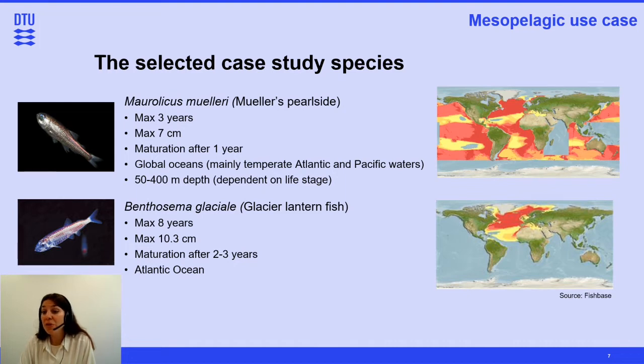Maurolycus is a small and short-lived species. The maximum age of the fish is 3 years and it matures already after 1 year. Over its lifespan, it reaches a maximum size of 7 centimeters. The species is distributed globally, but mainly concentrated in the temperate waters of the Atlantic and the Pacific Ocean. Benthosema reaches a maximum age of 8 years and a maximum length of approximately 10 centimeters and matures only after 2 to 3 years. This species is concentrated mainly in the Atlantic Ocean.